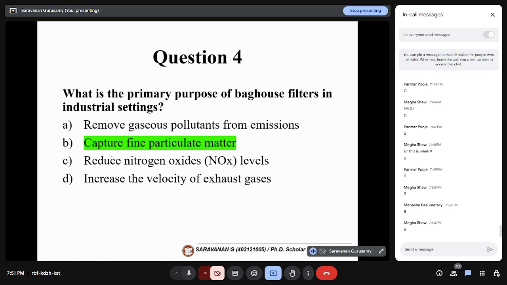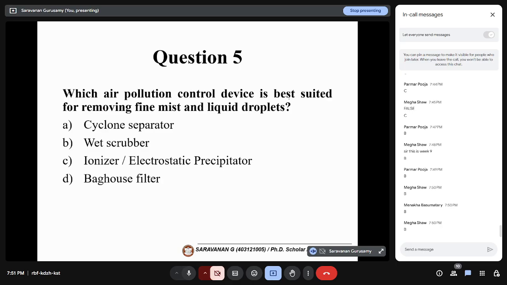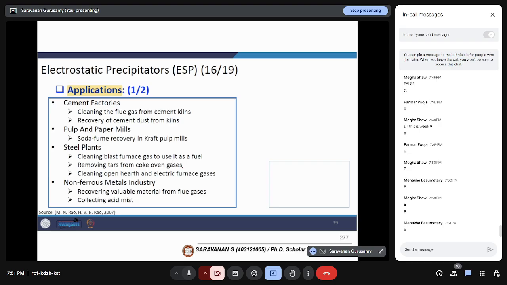So for gas removal, gaseous pollutants, we have oxidation, condensation, adsorption, absorption, and microbial removal. Right? Which air pollution control device is best suited for removing fine mist and liquid droplets? So if it is a liquid droplet, you can use a wet scrubber, that will be useful. That's correct. All these types of industries are using it.